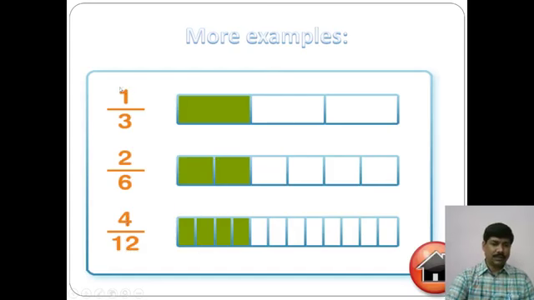So the fractions look different: 1 upon 3, 2 upon 6, 4 upon 12. They are looking different. But in the picture, they are the same rectangle and the colored portions are the same. It means the colored portion taken from the whole rectangle is the same. It means they have the same colored value.